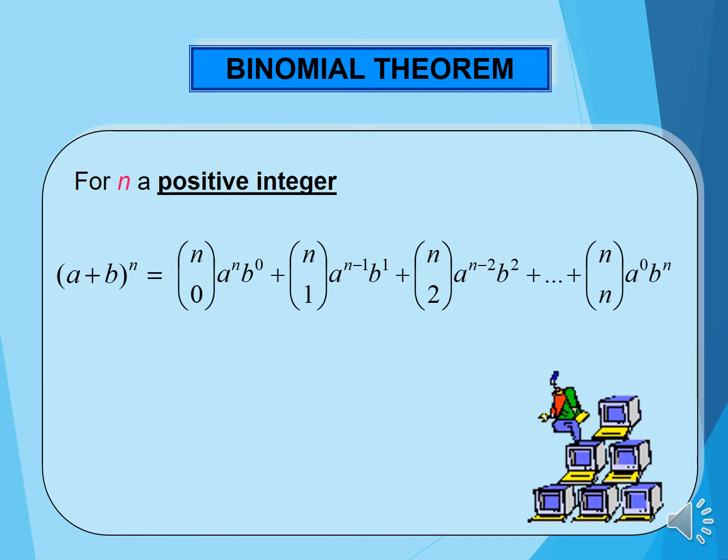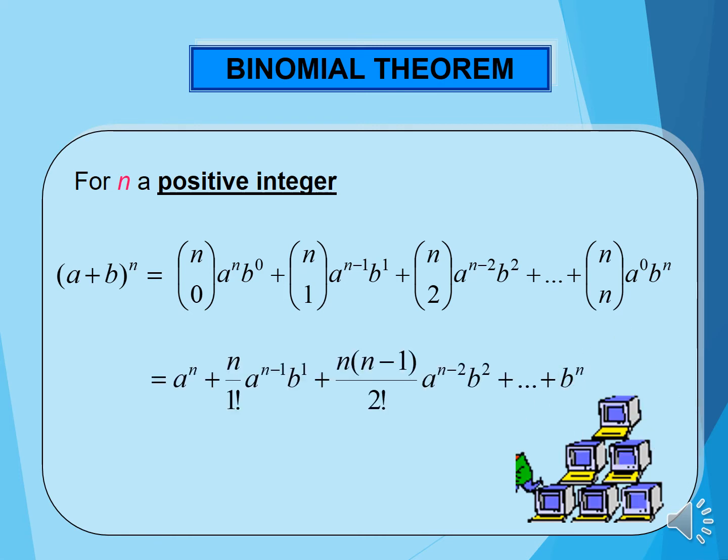a plus b to the power of n equals n choose 0 a to the power of n b to the power of 0 plus n choose 1 a to the power of n minus 1 b to the power of 1 plus n choose 2 a to the power of n minus 2 b to the power of 2 plus until plus n choose n a to the power of 0 b to the power of n, which is equal to a to the power of n plus n over 1 factorial a to the power of n minus 1 b to the power of 1 plus n times n minus 1 over 2 factorial a to the power of n minus 2 b to the power of 2 plus until plus b to the power of n.